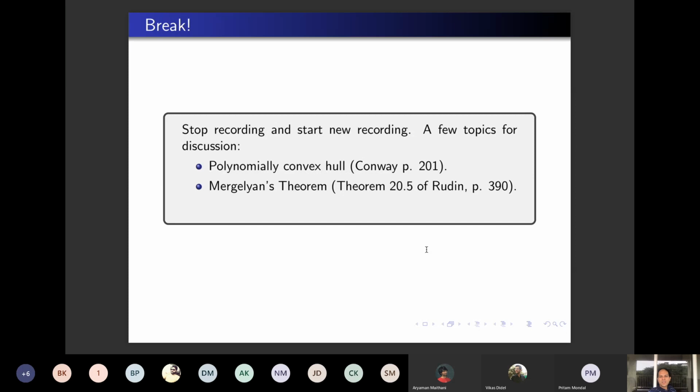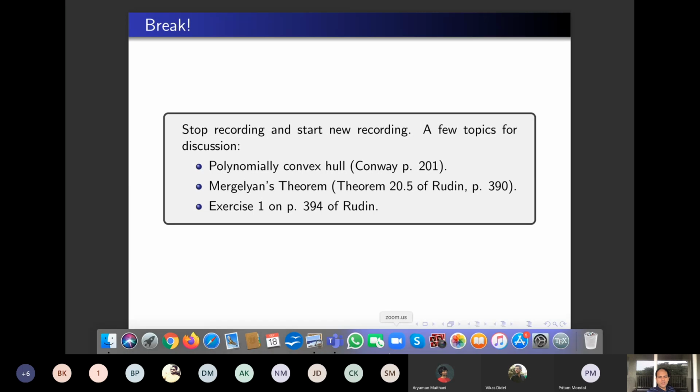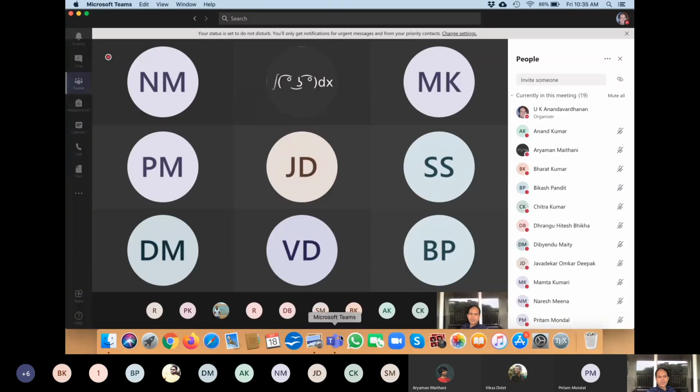It can be remembered because the statement of the theorem is on page 390, and soon after the proof there is an exercise on page 394, and that also we will project. Okay, so this is what we will do, and then we can do general discussion. So let's finish the class here. Let me stop this recording.